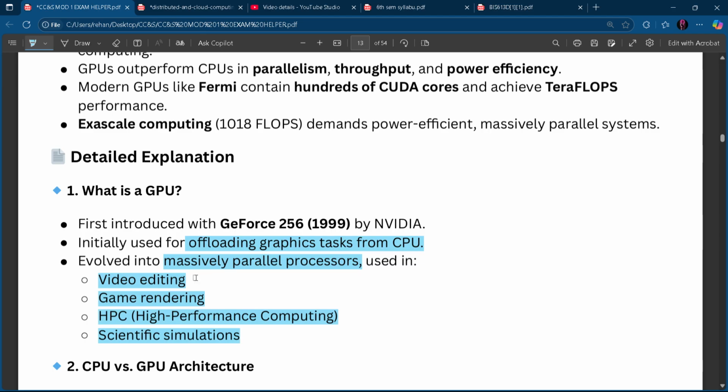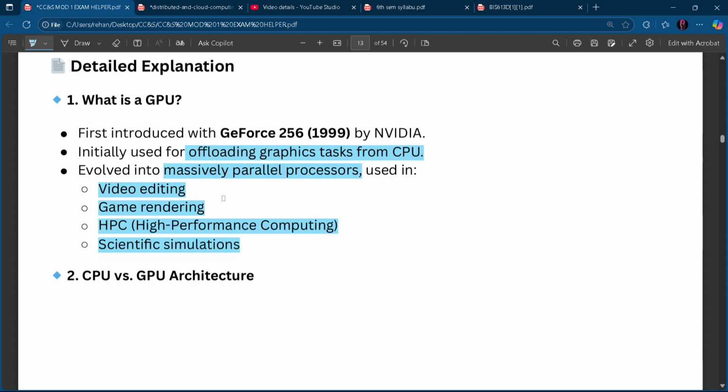It has evolved. Before, it was only for offloading graphics tasks from the CPU. Now it has evolved for video editing, game rendering, HPC (high performance computing), and scientific simulation. This is for PCs and so on. So they have evolved into massively parallel processors.